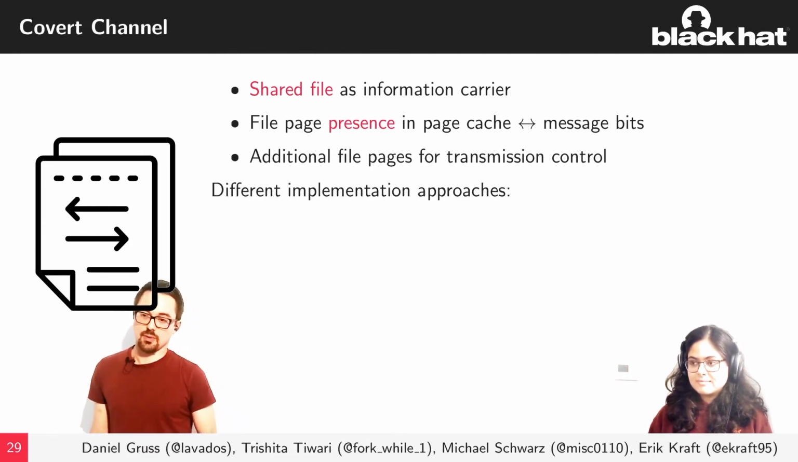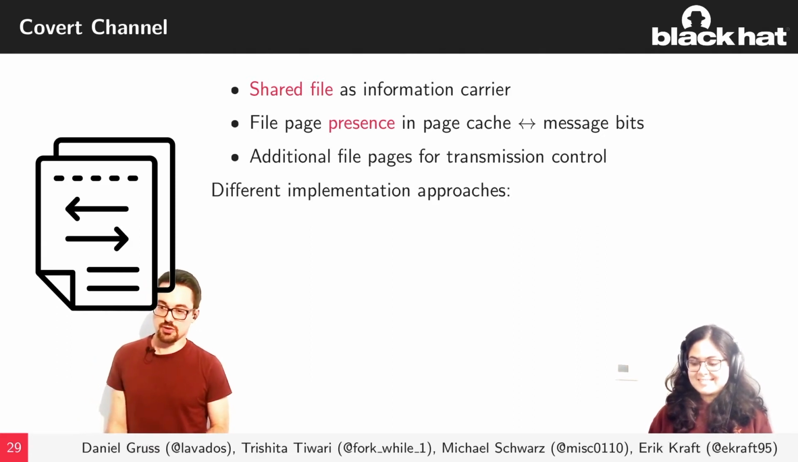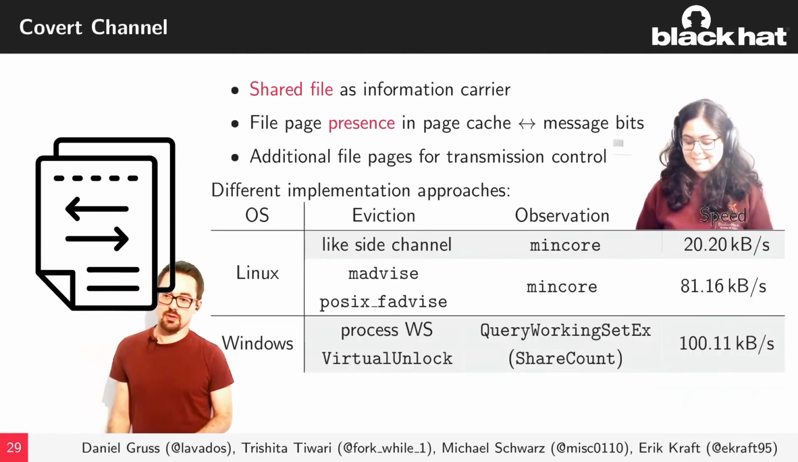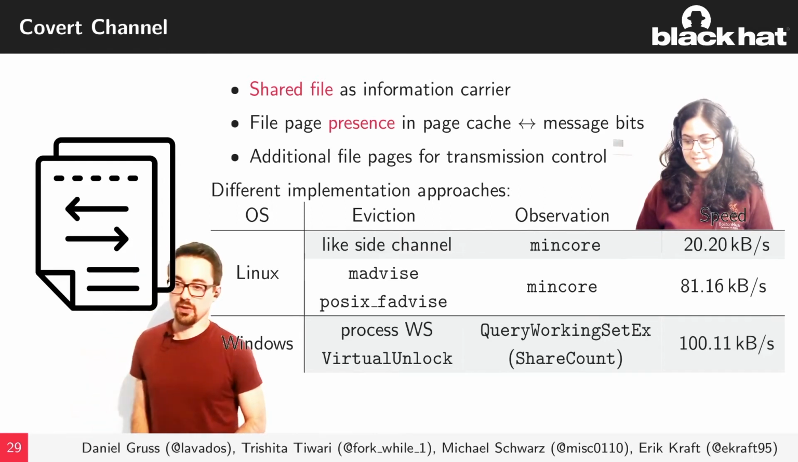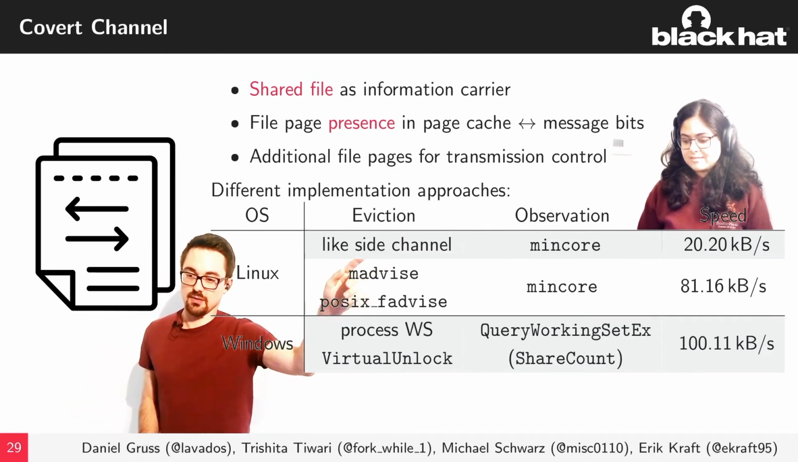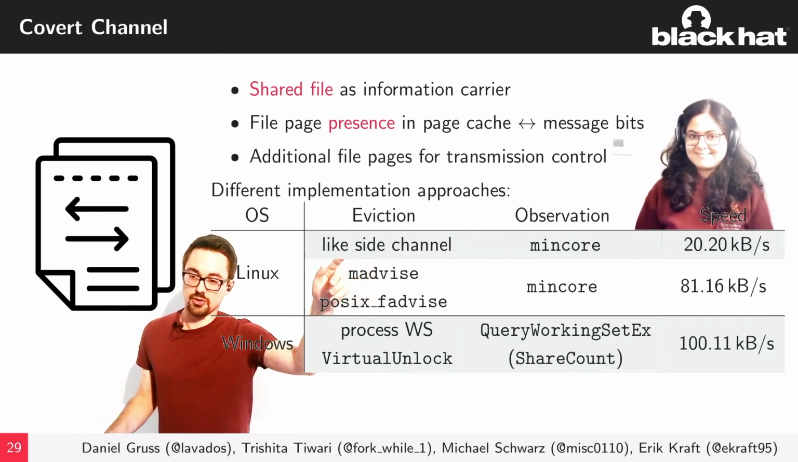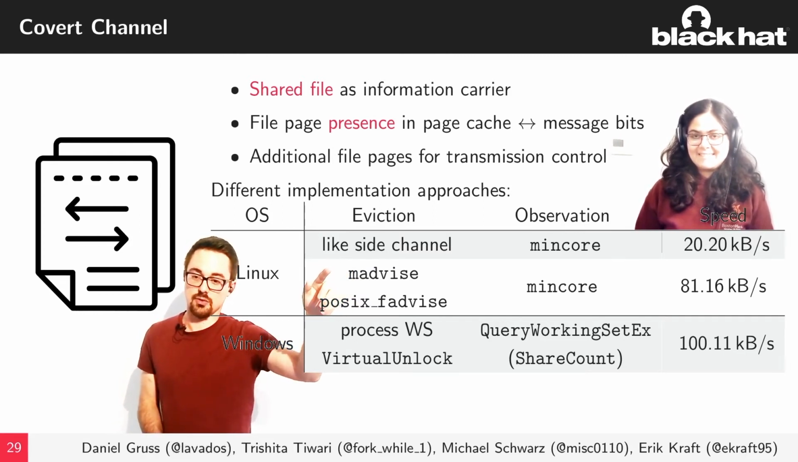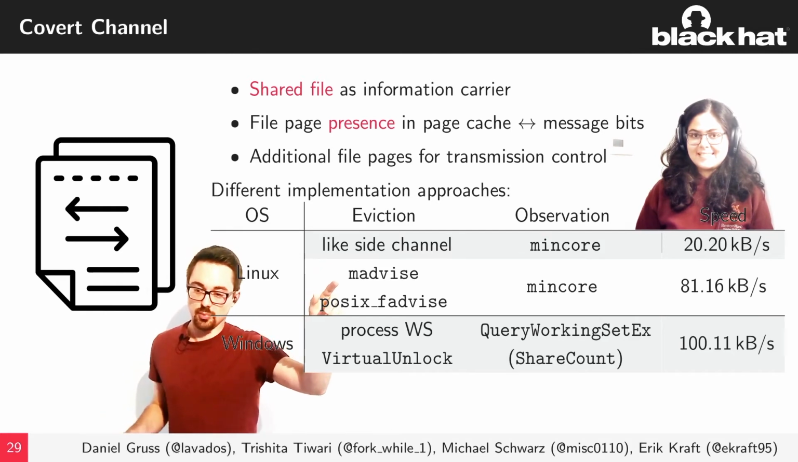There are quite a few different implementation approaches. If you have a look at them, we see, for example, that in Linux, if we do it like in the side channel, with the eviction approach we explained, and use mincore for observation, we get a speed of around 20 kilobytes.